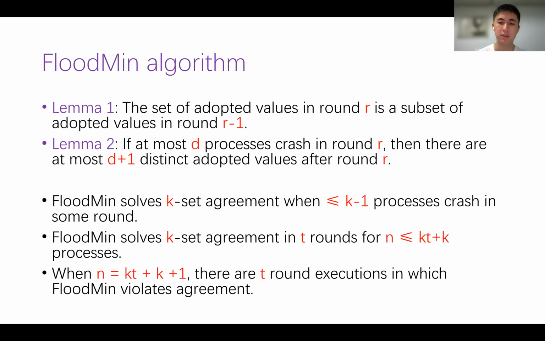Also, if k processes crash in each of the t rounds, then it still solves k-set agreement in t rounds, provided the number of processes is at most kt + k, since at most k processes output values after t rounds. However, it does not solve k-set agreement in t rounds for kt + k + 1 processes.